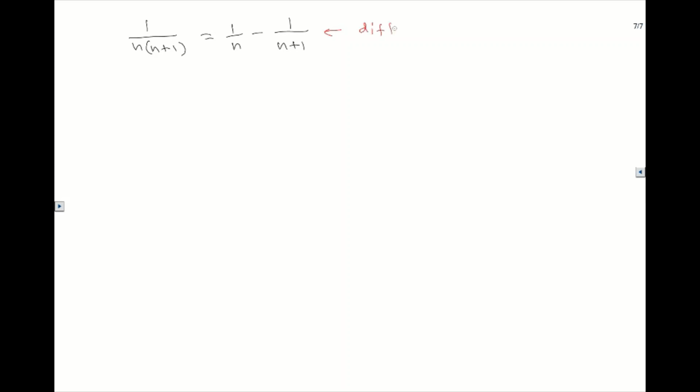Difference of two consecutive terms. So that's exactly what we want. We kind of win in this situation, because if you cannot write it like that, the telescoping technique does not work.